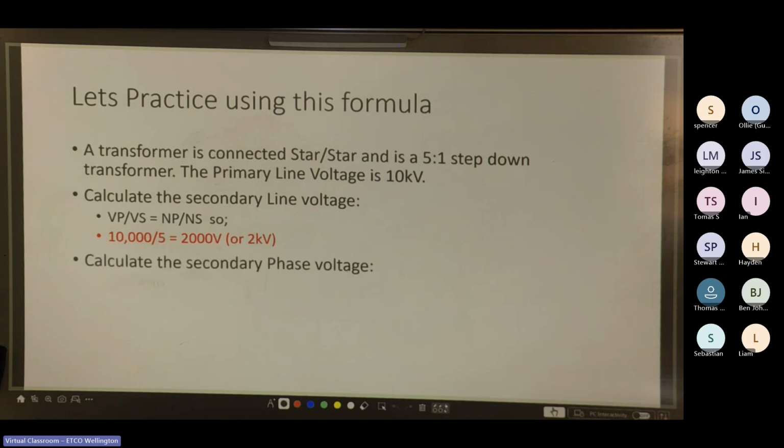Then we can figure out the secondary phase voltage. VL equals the square root of 3 times V phase. We can rearrange again. VL over square root of 3 equals V phase. So 2,000 divided by the square root of 3 gives us 1154.7 volts or 1.155 kV, or you could round that to 1.16 kV, but that would be a little bit too rounded up for my liking.